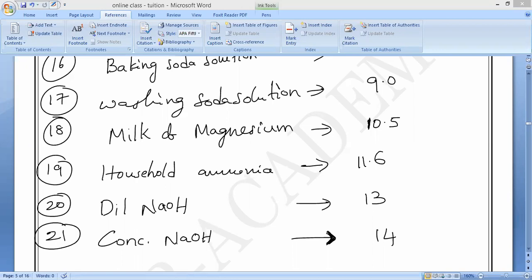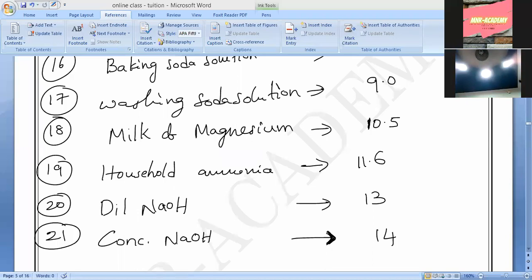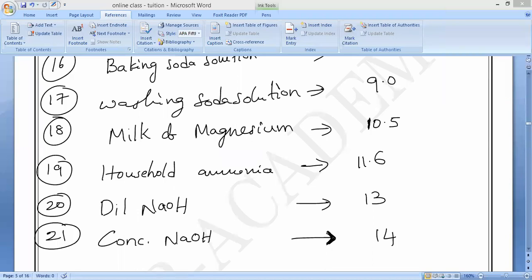That is. What next? That's all, sir. Any other thing? Sorry, 1 mole of HCl is 0, not 1. 0, sir. You write.